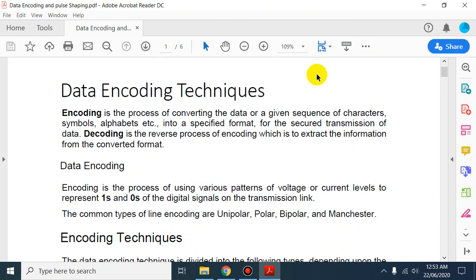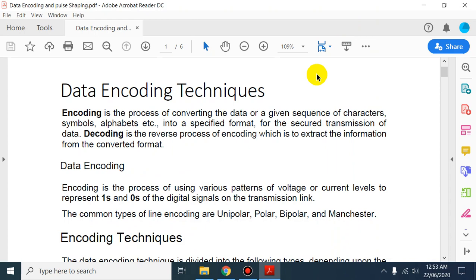Assalamu alaikum. In this lecture, we will study another topic called data encoding techniques in digital communication, and then at the end we will discuss the pulse shaping topic in digital communication.